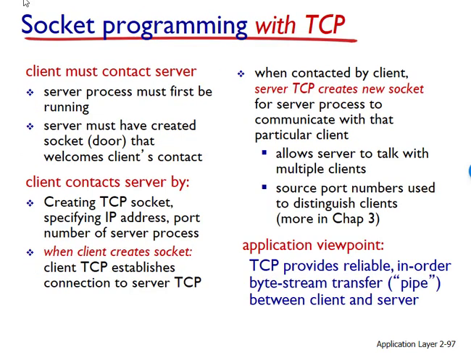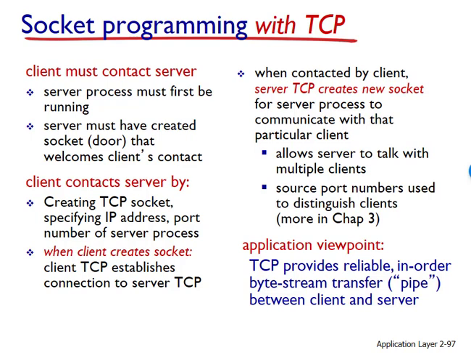Unlike UDP, TCP is a connection-oriented protocol. This means that before the client and the server can start to send data to each other, they first need to handshake and establish a TCP connection. One end of the TCP connection is attached to the client socket and the other end is attached to the server socket. When creating the TCP connection, we associate with it the client socket address, its IP address and port number, and the server socket address.